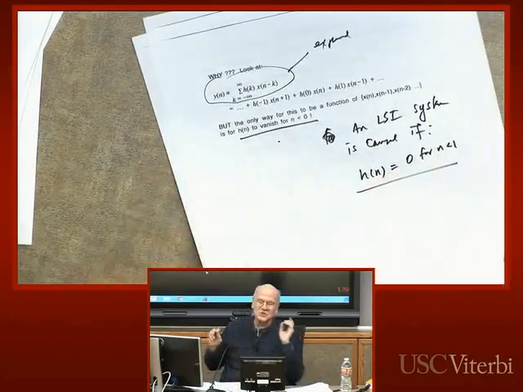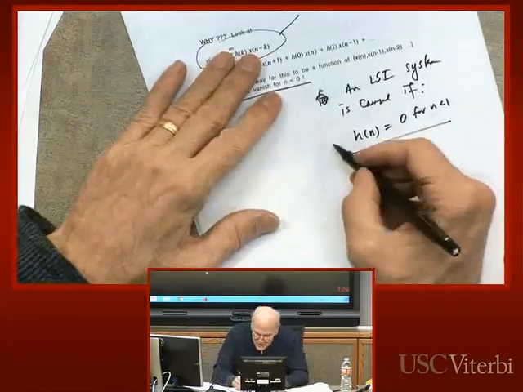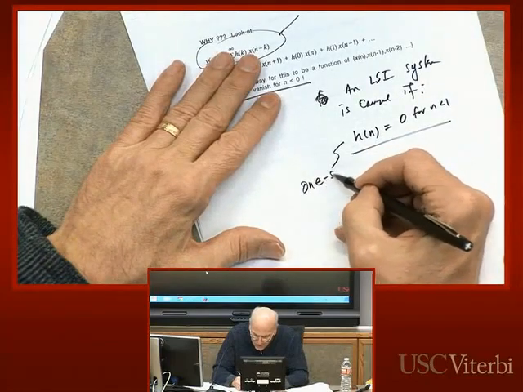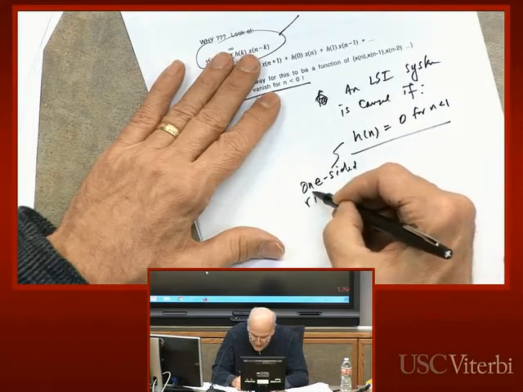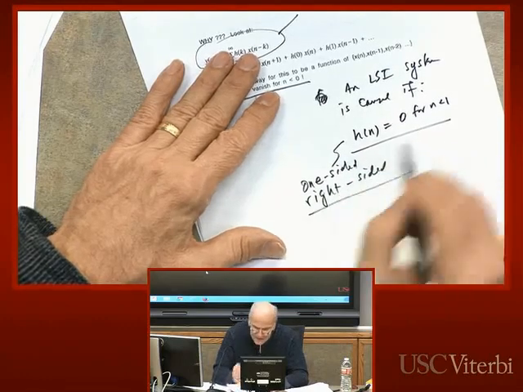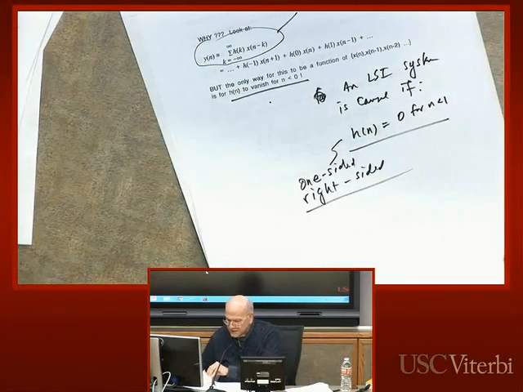In other words, the impulse response of a causal linear shift invariant system is one-sided. In fact, I'll go further than that, it is right-sided. So again, linear shift invariant systems have a lot of really, really nice properties.